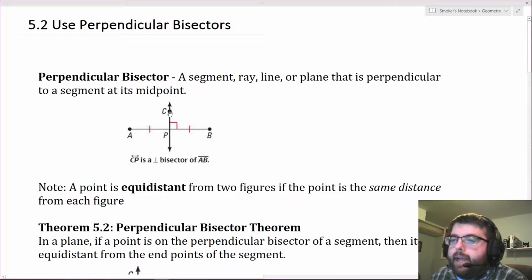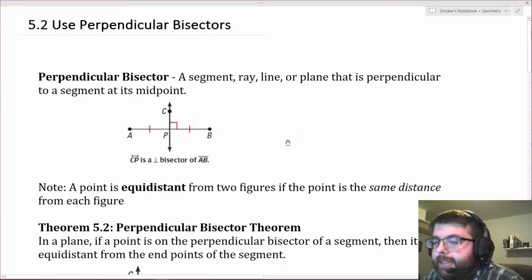Any point, actually, any point on this perpendicular bisector will be equidistant from the endpoints of the segment. So the distance from C, this point here, to A will be the same as the distance from C to B, and that's what they mean by equidistant.